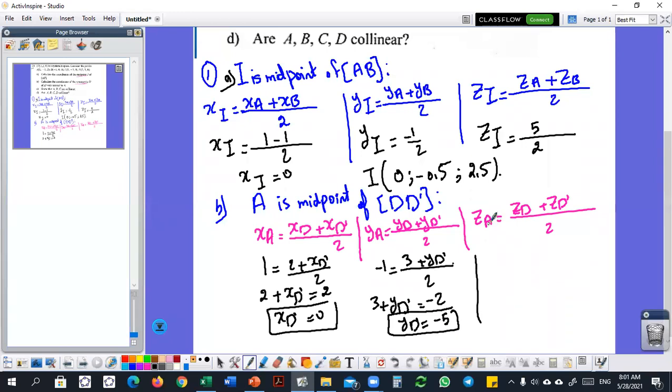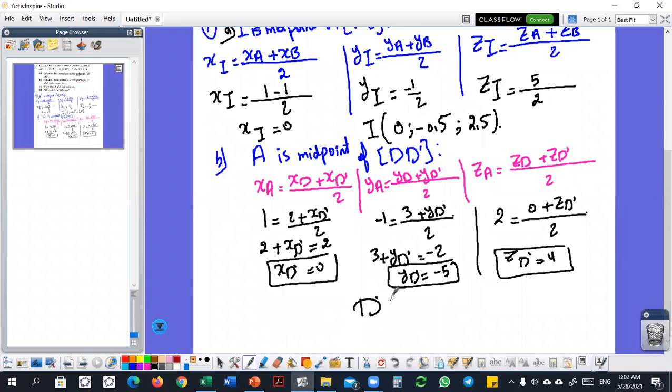Here, let's replace Z of A with its value, which is 2. It is equal to Z of D, which is 0, plus Z of D prime divided by 2. With cross multiplication, Z of D prime comes out directly because of the 0 beside it. It will be 4. So the point D prime has the coordinates 0, -5, and 4.